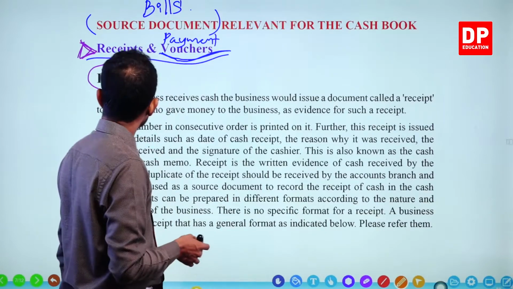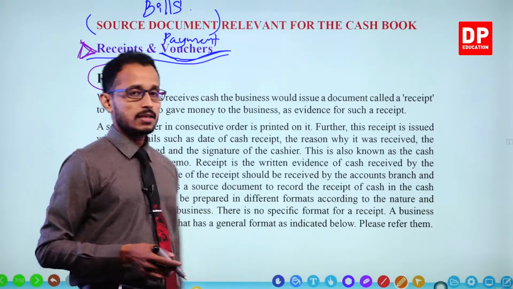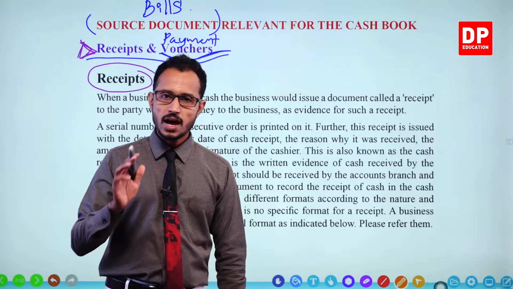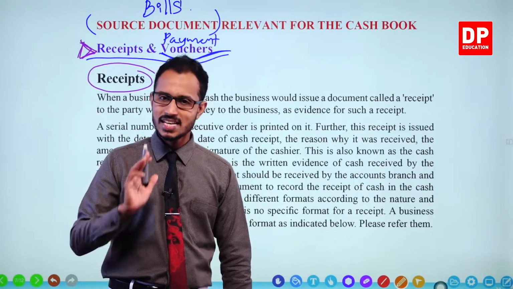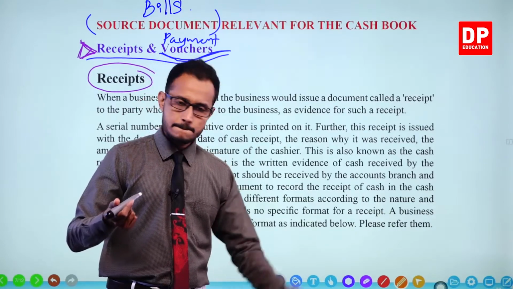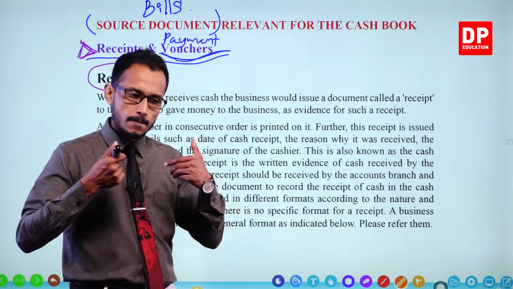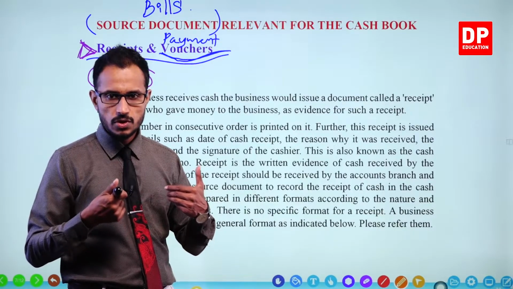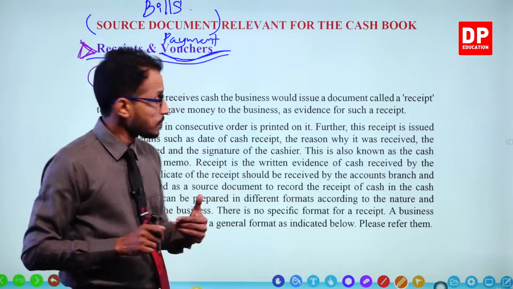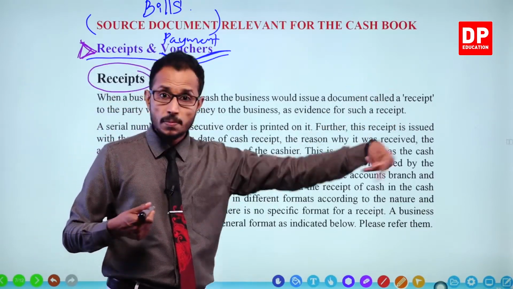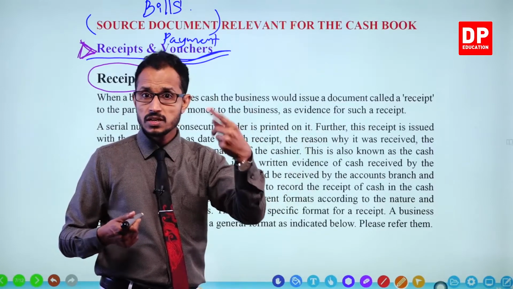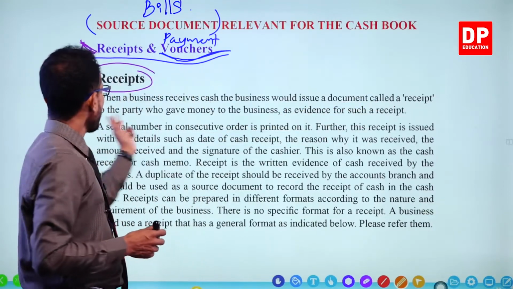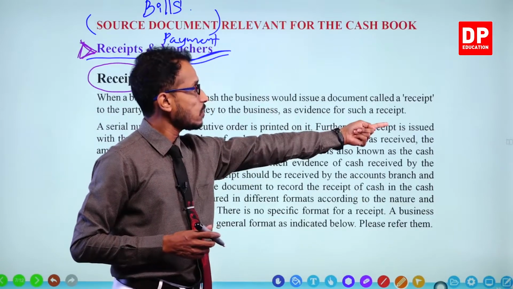So we have to say we, that is the business, when we receive cash. From this moment, when I say we, I mean the business. When I say we, I refer to the business. So, don't mistake that. When we receive cash from the customers, we issue a receipt to the customer, a document called a receipt, to the party who gave the money as evidence for such a cash receipt.